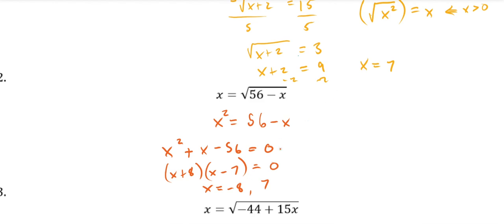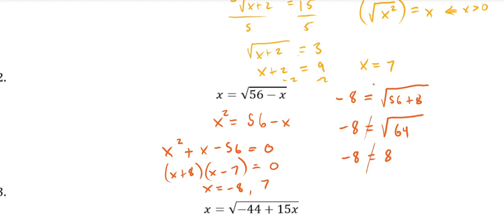For example, if I plug in negative 8, the original equation would say negative 8 is equal to the square root of 56 plus 8. Now 56 plus 8 is 64, but the principal root of 64 is positive 8. And that's of course not true. So what we've discovered is that minus 8 was not a solution. On the other hand, if we try 7, 56 minus 7 is 49, and the principal root of 49 is going to be 7. And so this one worked.